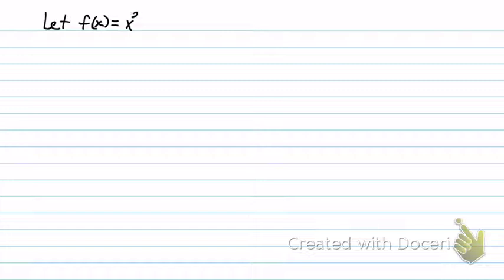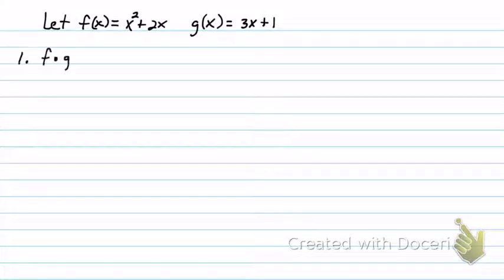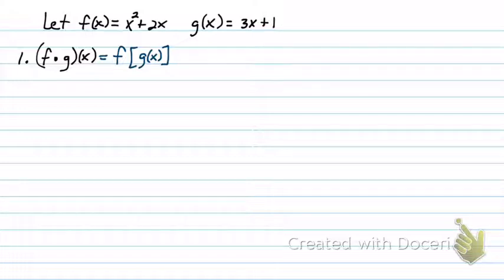Alright, so we're going to let f of x equal x squared plus 2x, and g of x equal 3x plus 1. Let's go ahead and find f of g of x. Remember, we can say it, we need to write it, we need to use the definition. This is equal to f of g of x. Again, we say these two the same way. But what is g of x? Well, g of x is 3x plus 1.